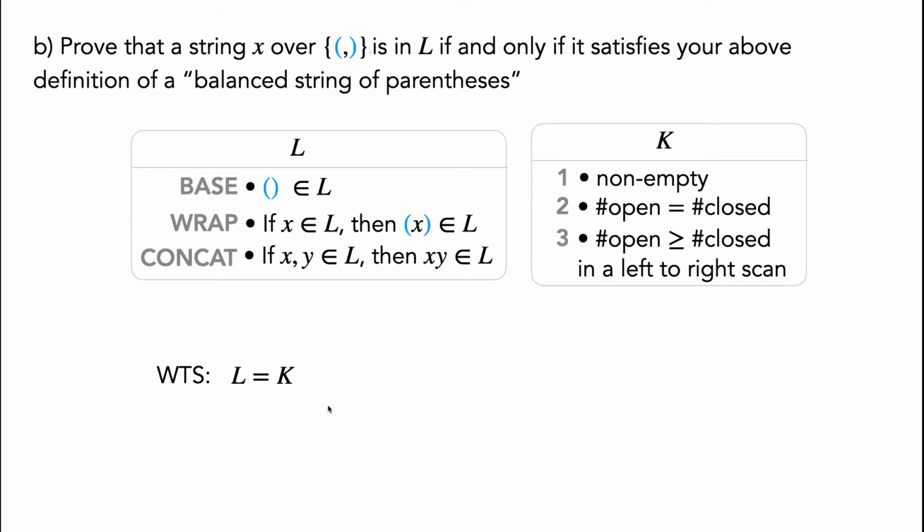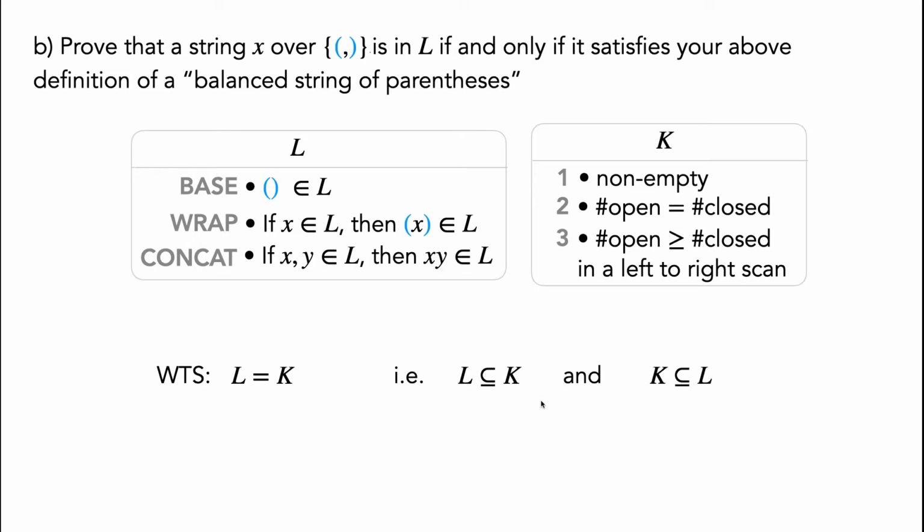So a language is really just a set of strings. If you want to show that 2 sets are equal to each other, what's the strategy you should be using? Hopefully this is ringing a few bells, and the strategy double containment comes to mind. In other words, we want to show that L is a subset of K, and K is a subset of L.